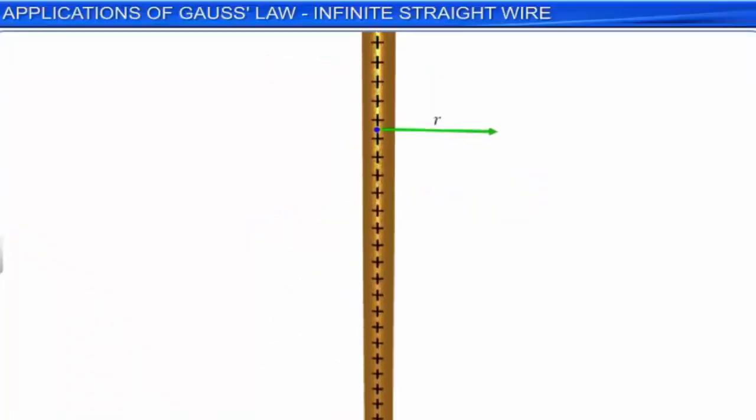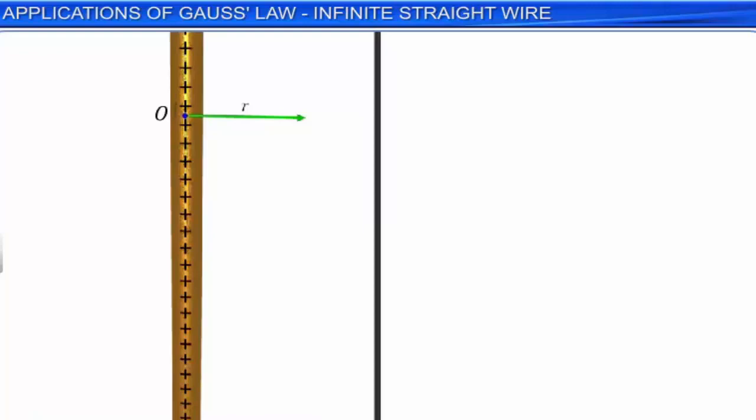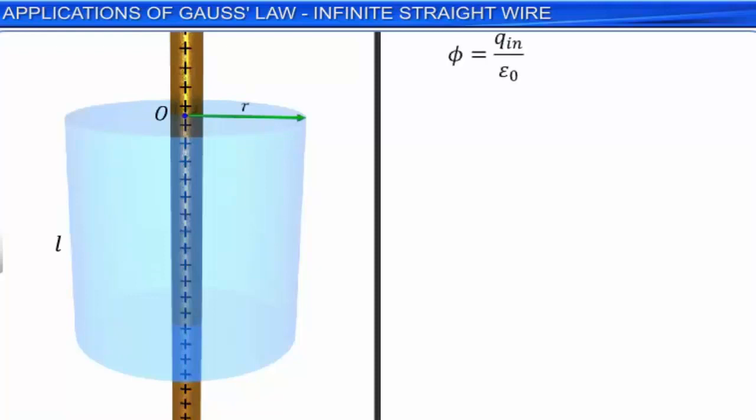Now let us calculate the electric field strength due to the charged wire at a point which is radially at a distance r from the wire. In order to calculate the electric field strength due to the wire, let us consider a Gaussian cylinder of radius r around the wire. Let the length of the Gaussian cylinder be L. According to Gauss law, net flux phi through a Gaussian surface is equal to Qin by epsilon naught, where Qin is the charge enclosed within the Gaussian surface. Let this be equation 1.